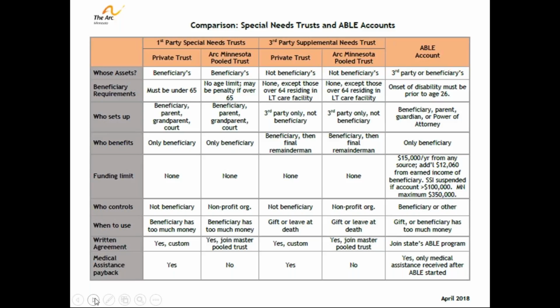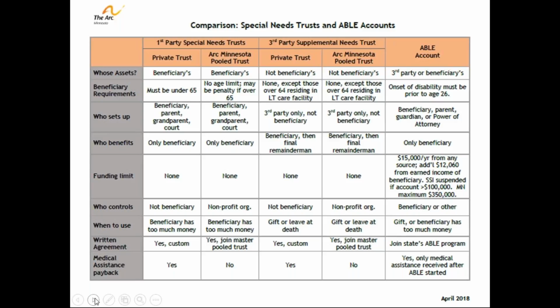With the Special Needs Trust and the Supplemental Needs Trust, you can either create that as a private trust, so you can have an attorney help you set it up and you can be the trustee, or you can work with the ARC of Minnesota or Lutheran Social Services to set up a pool trust. You'll see that both of those, the private trust and the pool trust, act the same aside from who the trustee is.